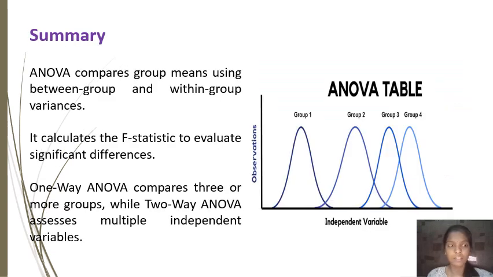And the final summary is: ANOVA compares the group means using the between group and the within group variance. It calculates the F statistic to evaluate significant differences. One-way ANOVA compares three or more groups, while two-way ANOVA assesses multiple independent variables. And with the graphical representation, the one-way and the two-way ANOVAs are represented.